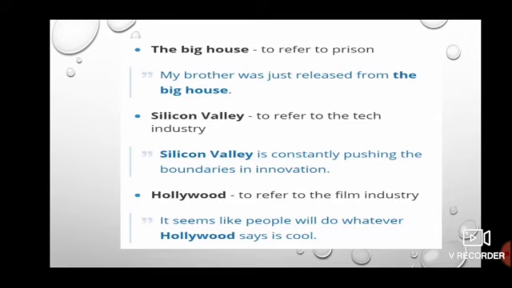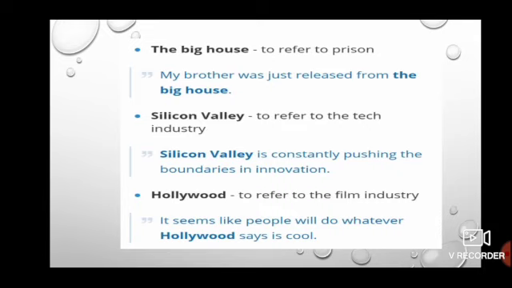The pig house to refer to prison. My brother was just released from the pig house. Silicon Valley to refer to the tech industry. Silicon Valley is constantly pushing the boundaries in innovation. See, we say sometimes Bangalore is a silicon city. Why do we say it? Because it is an industrial area where we find many of the software companies. So it's a kind of name given to the whole part. Are you understanding now?